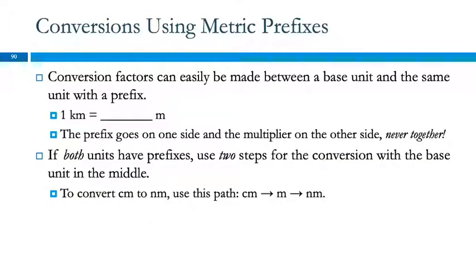Okay, so conversions using metric prefixes. There's the directions. You put the unit with the prefix on one side, and on the other side you have the unit without anything. And you just look up until you've got it memorized. What does kilo mean? Kilo means times 10 to the 3. It's 1 kilometer. It's 1 times 10 to the 3 meters.